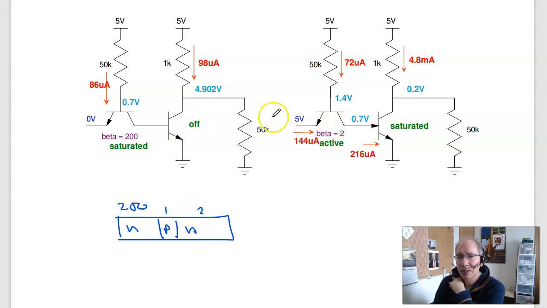So beta changes depending upon how you use the transistor. Used correctly, beta is 200. Used incorrectly, beta is 2. And I do that because this 72 microamps is amplified by beta. I want that to be 0. It won't be 0 because they need some doping to make it a transistor, but keep it small so we don't draw too much current.